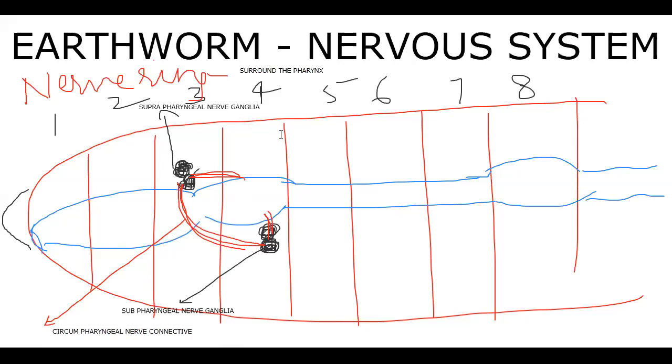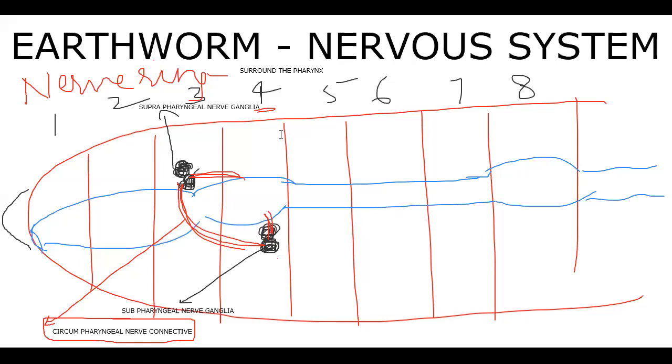Let me say once again, the nerve ganglia above the pharynx in the third segment is said to be suprapharyngeal nerve ganglia. The nerve ganglia in the fourth segment, below the pharynx, is said to be subpharyngeal nerve ganglia. The suprapharyngeal nerve ganglia is connected to the subpharyngeal nerve ganglia with the help of the circumpharyngeal nerve connective. So that is to be remembered.